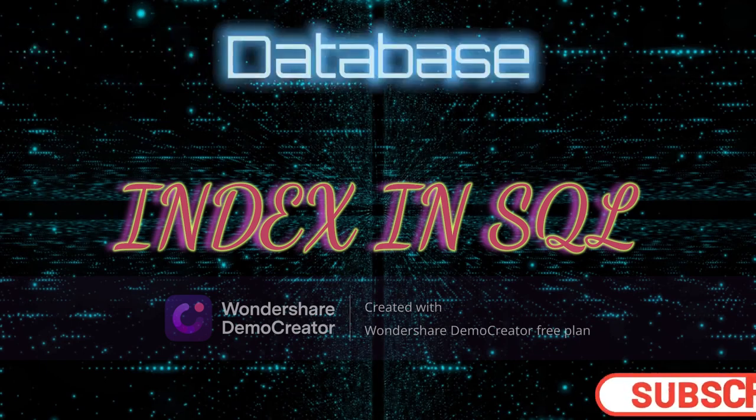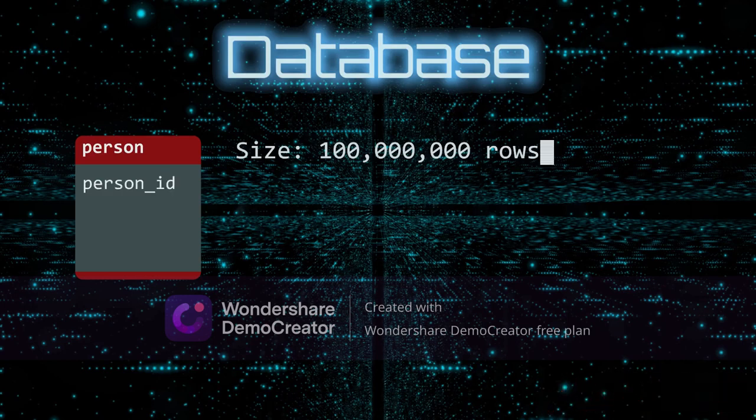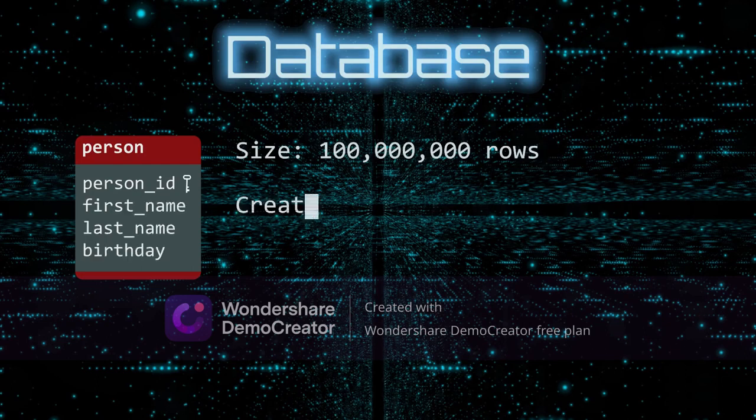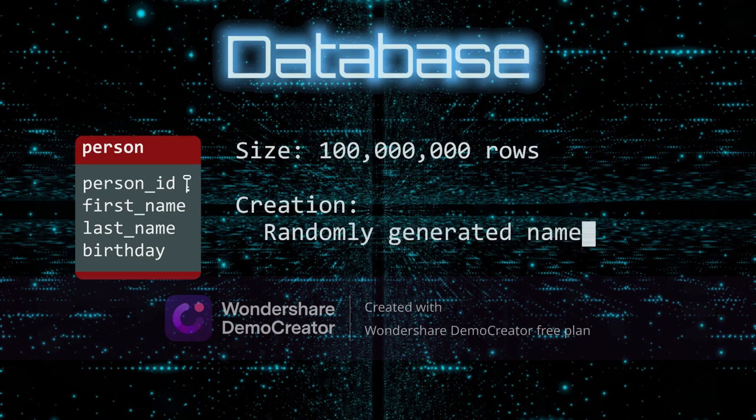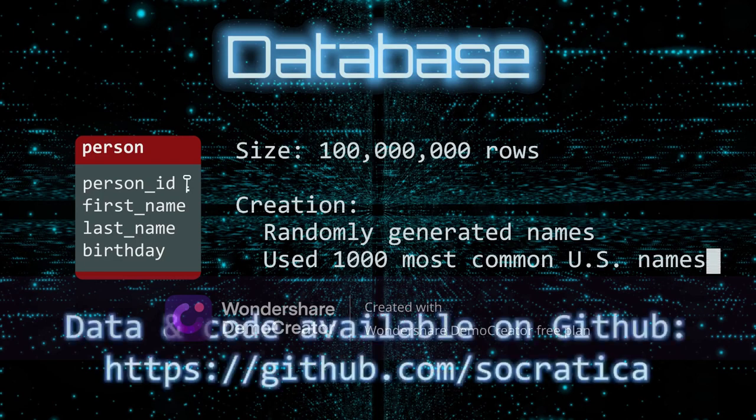We will work with a single table called person, containing 100 million randomly generated people. The first row is an auto-generated primary key called person ID. The other columns are first name, last name, and birthday. To create this table, we randomly generated names using the 1,000 most popular female names, male names, and last names in the United States. We did not weight the names by frequency when generating our random sample. The datasets and the Python code used to generate the random names are available for download from GitHub.